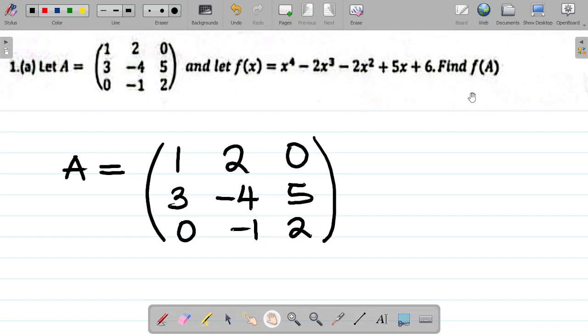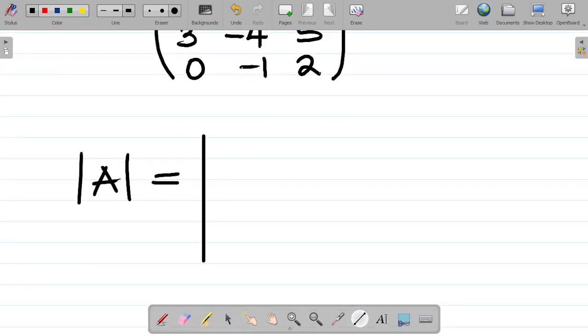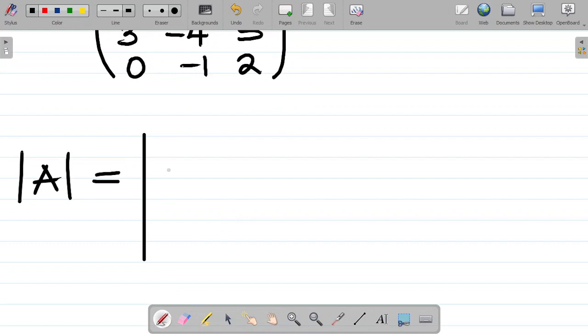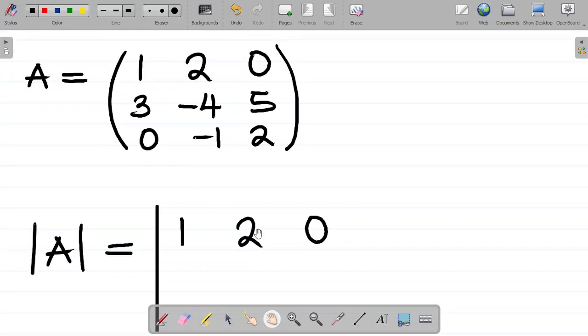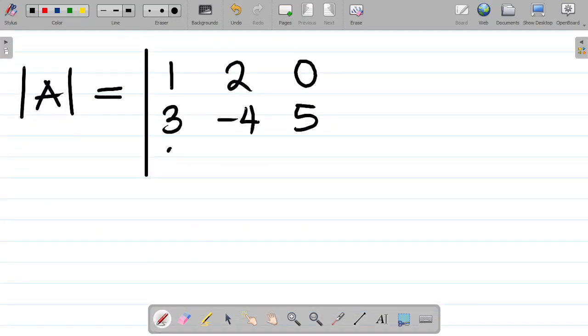To do that, we'll have to take the determinant of the matrix. The determinant of A, this is how we write the determinant of a matrix. Taking out the numbers, I have 1, 2, 0. Next, I have 3, minus 4, 5. Finally, I have 0, minus 1, 2. So basically, this is how you write the determinant of a matrix.